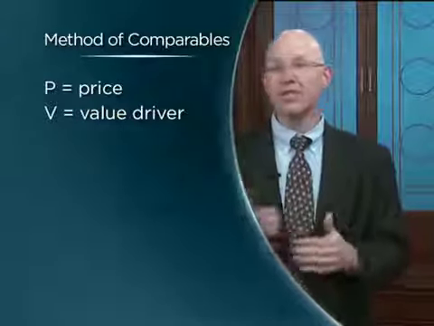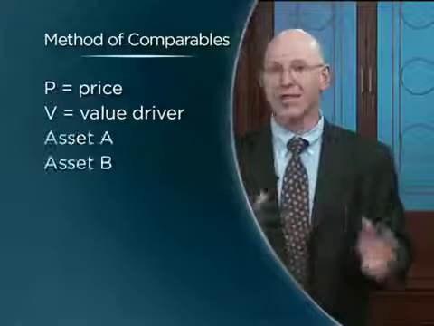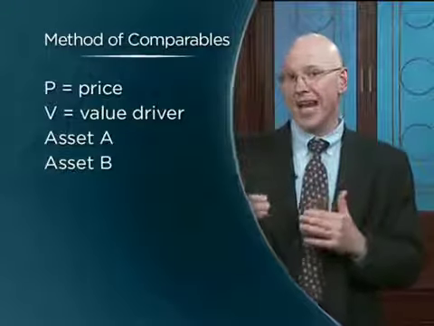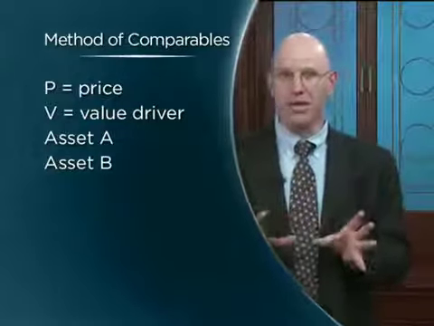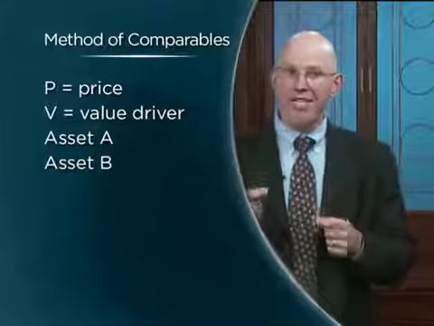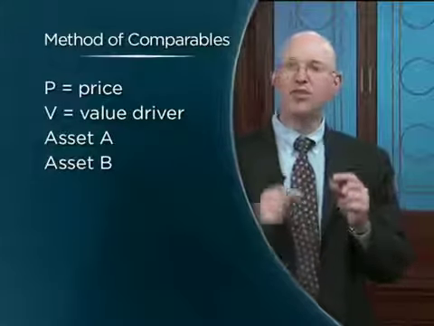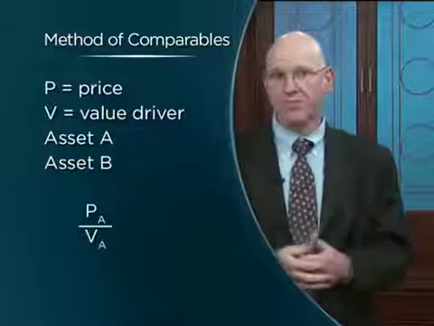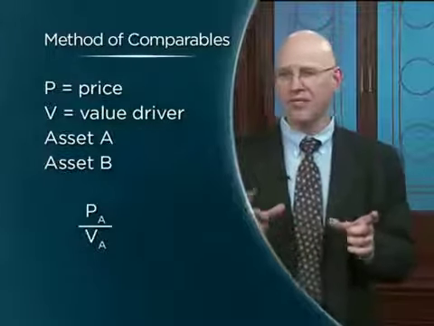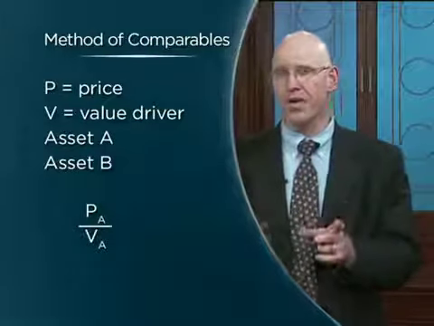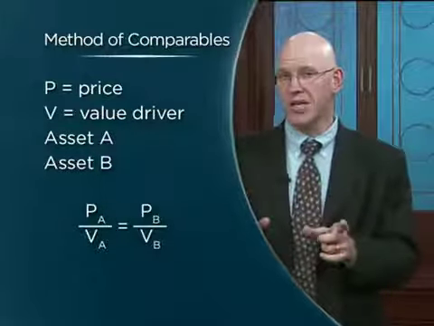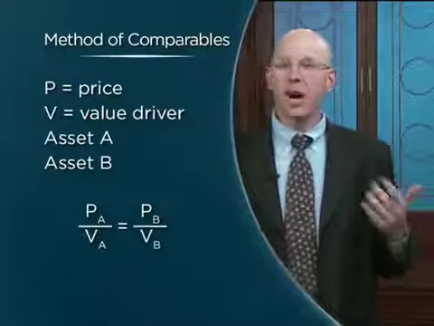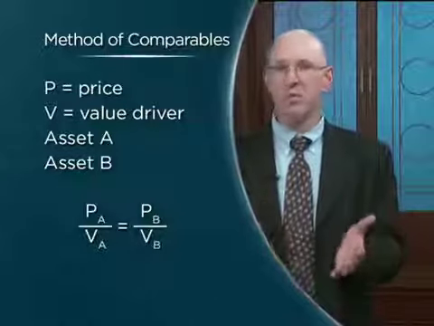In addition, let's consider two comparable assets. Just call them asset A and asset B. Now, the method of comparables says that if asset A and asset B really are comparable, then the ratio of each asset's price to its value driver should be the same for both assets. Here it is in an equation. The equation says that the price of A divided by the value driver for A should be equal to the ratio of the price of B over the value driver for B. And that's it. The method of comparables is simply a use of ratios and proportions.